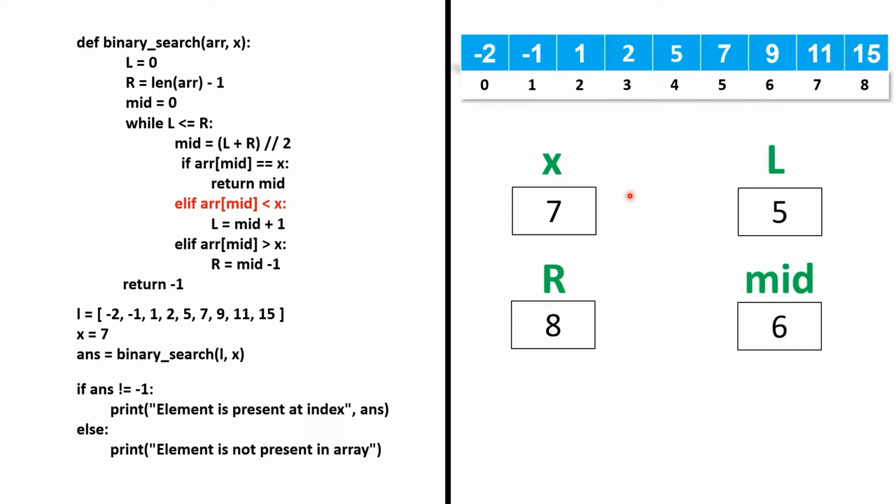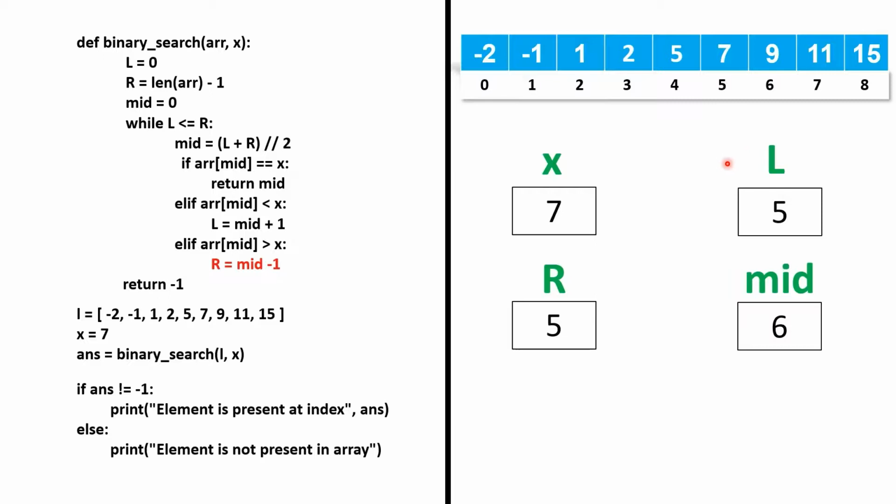So now we check if the value we are searching for is greater than the value at mid. No, 9 is greater than 7. So in that case, this elif condition will be true, and we move R before mid. In the earlier case, where x is greater, we move L after mid. But now x is smaller, so we move R before mid. So now R is at the 5th index.